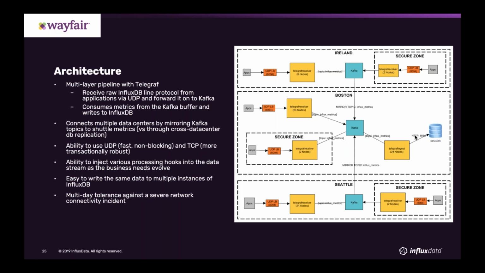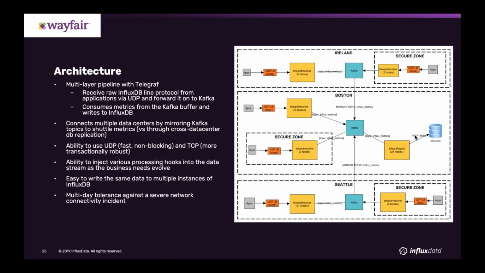They're using UDP and forwarding it onto Kafka to get all their data in. They're consuming the metrics from Kafka buffer, and then they're writing those to InfluxDB. At that point, they're connecting all of their data centers together and mirroring Kafka topics. They decided to use UDP because it's fast and non-blocking, and they use TCP because it's more robust. They're able to ingest a lot of data from a lot of different sources really quickly and put it into InfluxDB. And they tell us that this has given them a multi-day tolerance for any major issues that they have.